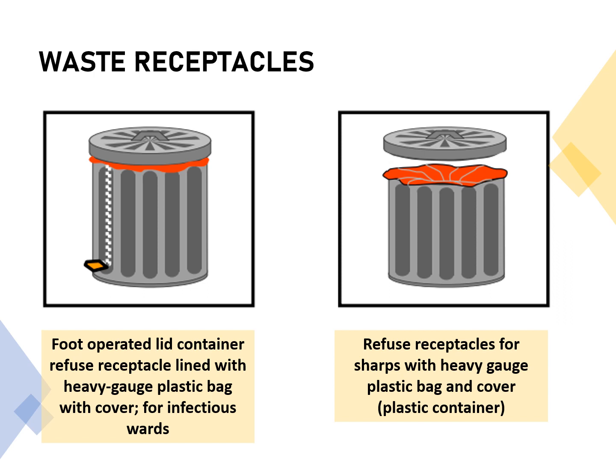And then we also have another receptacle here, the refuse receptacle for sharps with heavy gauge plastic bag and cover. Sometimes our sharps are not directly placed inside puncture-proof containers. They are placed inside plastics, and if it's really time to discard these types of waste, especially the sharps, they need to use forceps to segregate sharps from non-sharps types of waste and then place them inside puncture-proof containers.